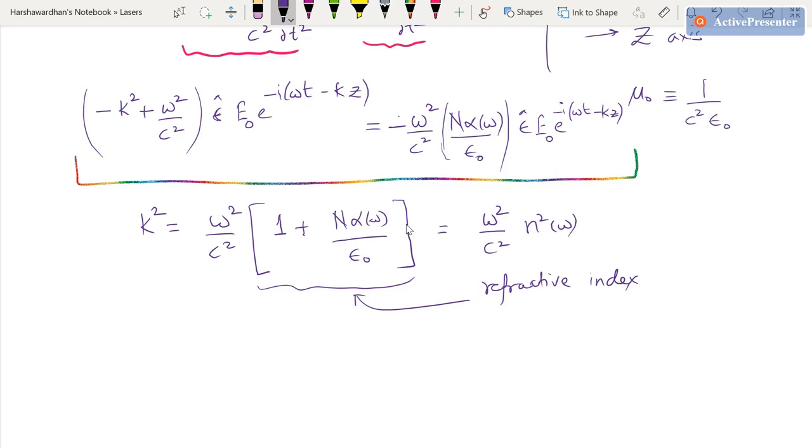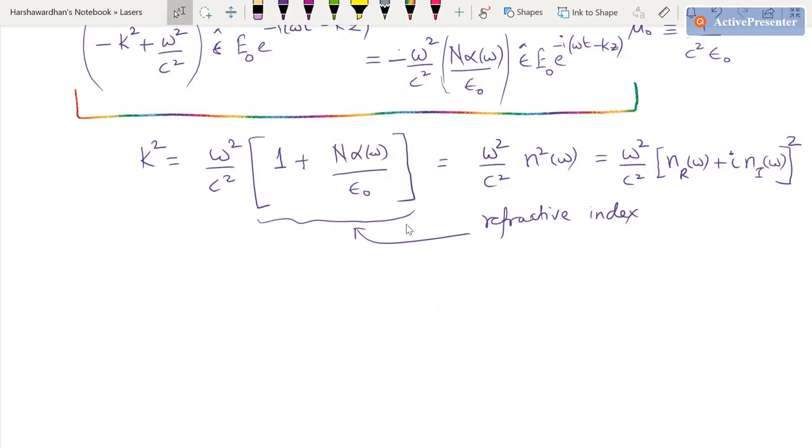That is, I am rewriting my right hand side to be omega square over c square times n real of omega plus i times n imaginary of omega, whole squared. Right? That is the refractive index which I am talking about. By the way, this is a very important constraint, which is what we call the dispersion relation.